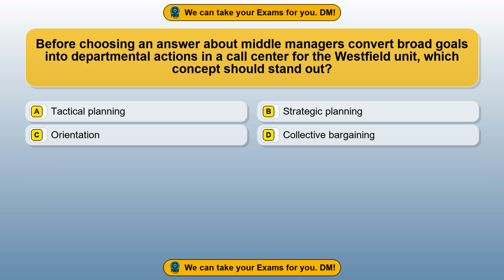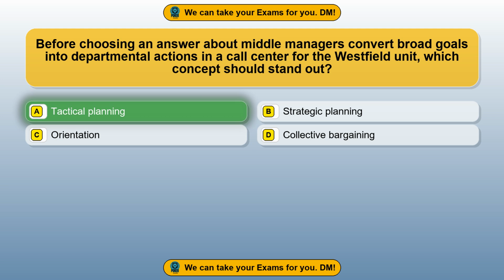Question 14. Before choosing an answer about middle managers converting broad goals into departmental actions in a call center for the Westfield unit, which concept should stand out? Option A, tactical planning. Option B, strategic planning. Option C, orientation. Option D, collective bargaining. The correct answer is option A, tactical planning.